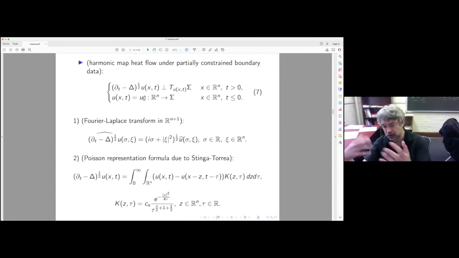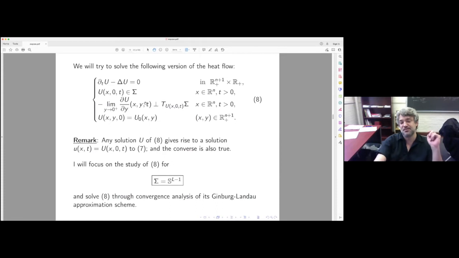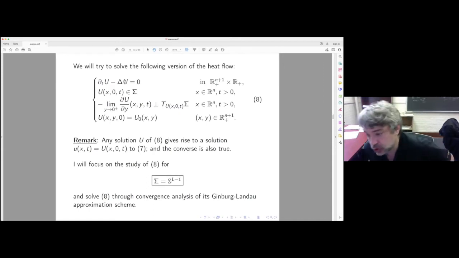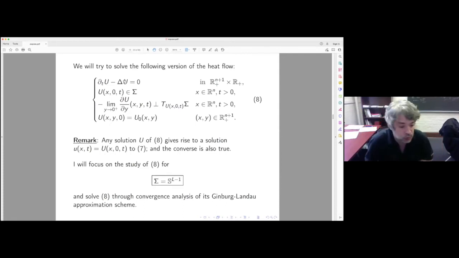Well, you have to put in the correct spaces, of course, but this flow is a very nice one because, since you have the heat equation inside the half space, it has monotonicity. I will show you what I mean by monotonicity. This is exactly an analog of the Struwe monotonicity formula.